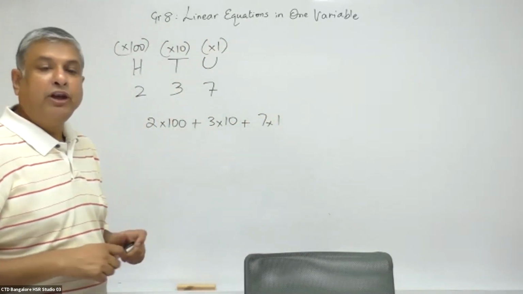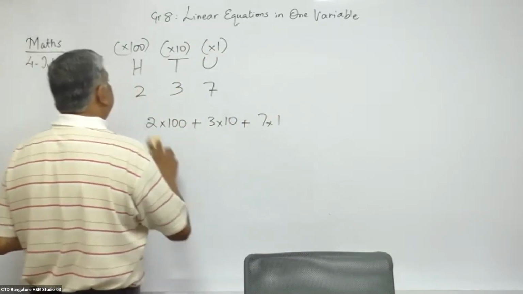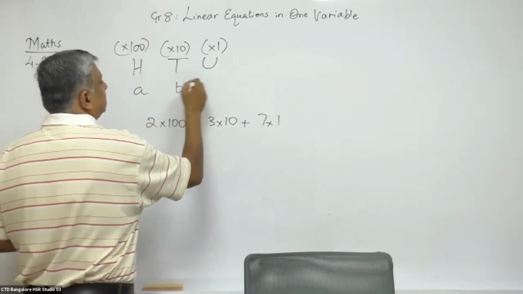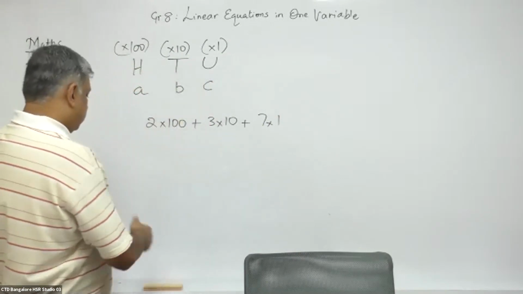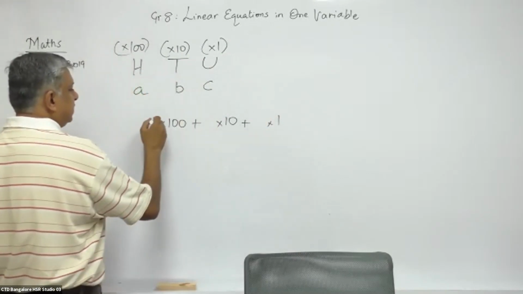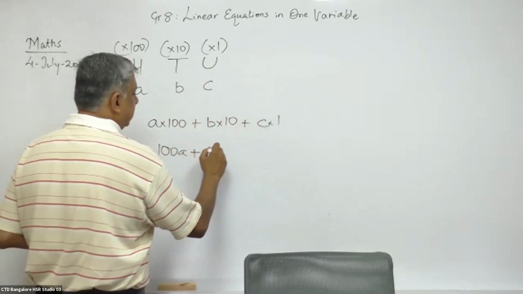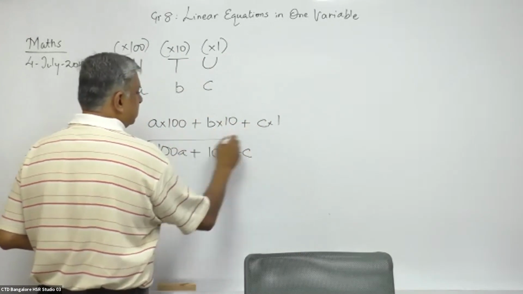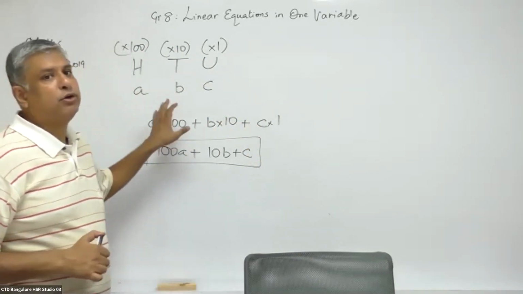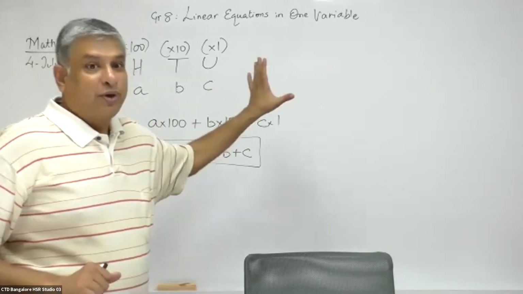So when you have questions related to digits, which you will have, what do we do? If we replace these digits by A, B, C, then how will I get my number? We simply change the digits. The place values remain the same, A, B, C. So you will get 100A plus 10B plus C. That is your number when the digits are A, B, C. So most of the digit questions, we are going to use this technique. Okay? So that is one kind of problem.